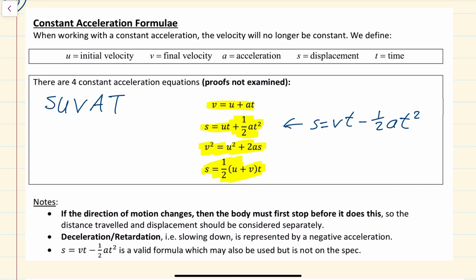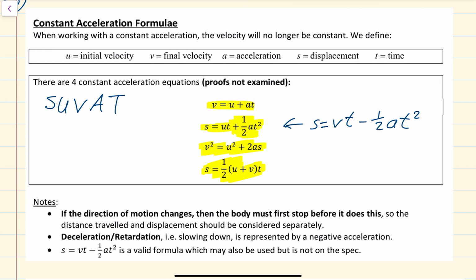Okay, we're going to look at how we use these equations, and you can see what the letters all mean there. If you pause the video, you can read through all of that. And a couple of key things at the bottom there. If the direction of motion changes, then the body must first stop before it does this. It must come to rest. So the distance travelled and the displacement should be considered separately.